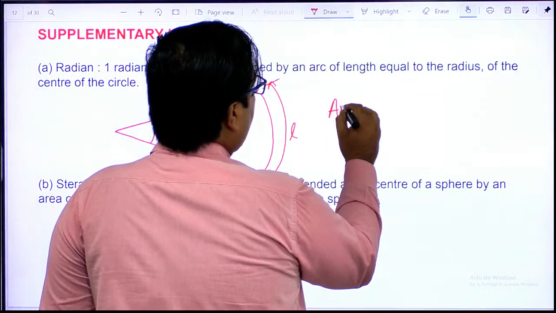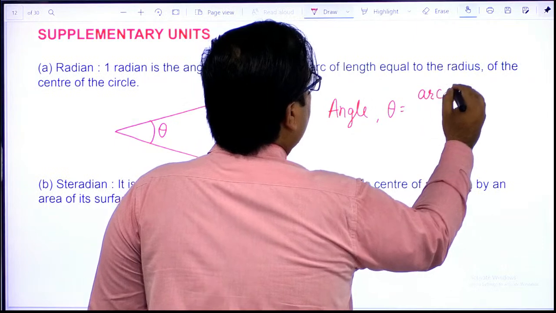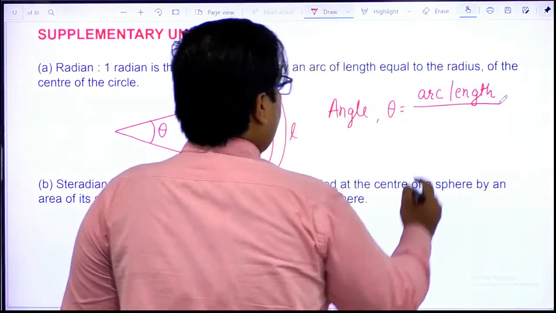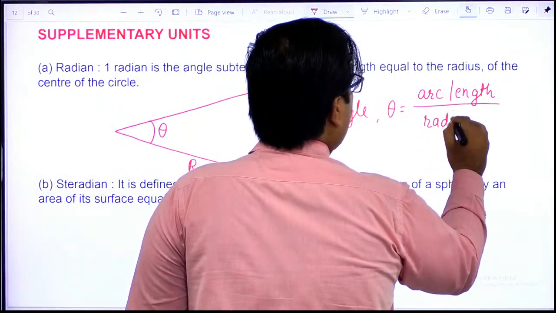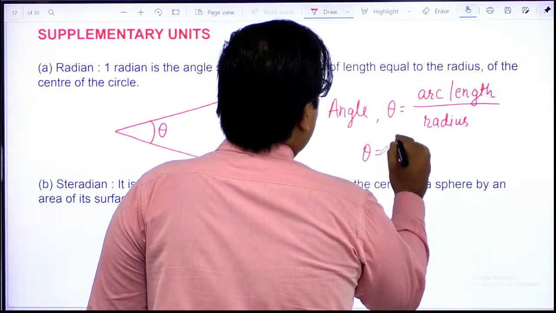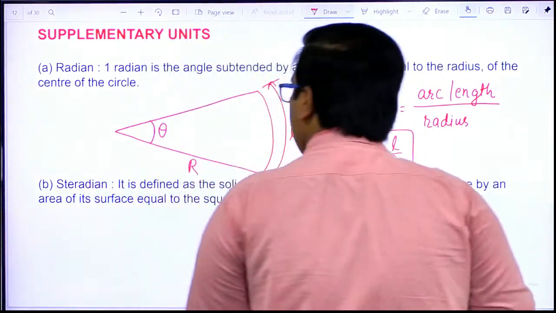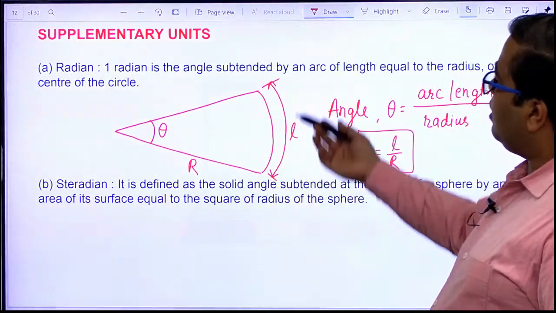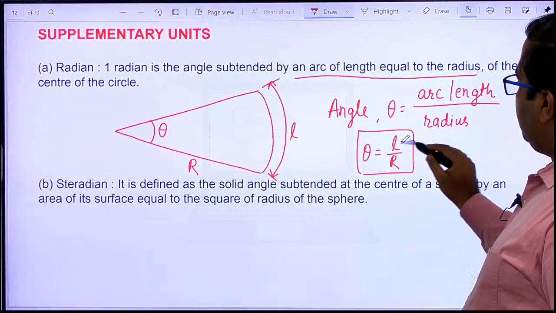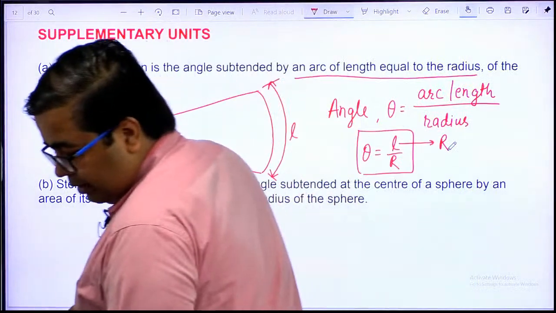So we say angle theta is arc length divided by radius, theta is equal to L by R. This is the formula, which means 1 radian is the angle subtended by an arc equal to the radius. That means when the arc length becomes R, theta becomes 1.